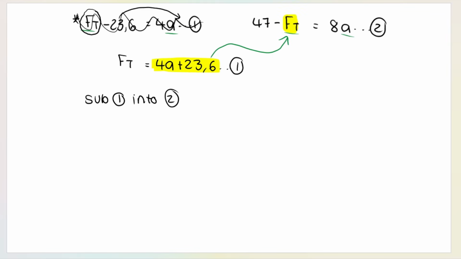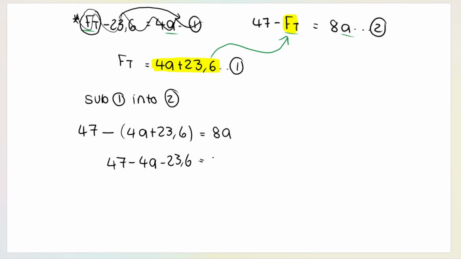So in the place of tension, I'm going to put all of that. Just remember to use brackets. So we say 47 minus, remember, minus is from there. In the place of Ft, I'm going to put 4a plus 23.6 equals 8a. And if you do the math over here, you should get the same answer if you do it correctly. So just make sure that you are doing things correctly. And you get the same thing, you get 23.4. So then acceleration is the same as we got it when we did elimination, 1.95 meters per second squared.